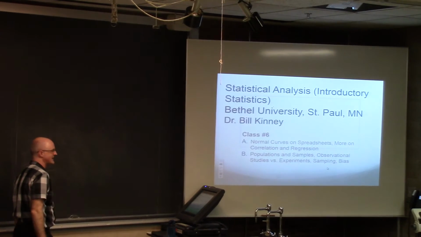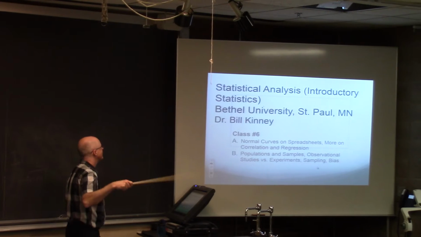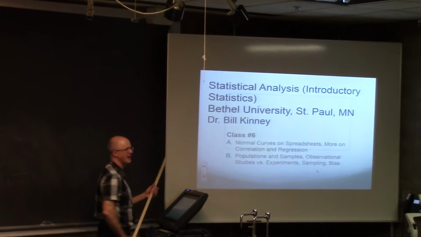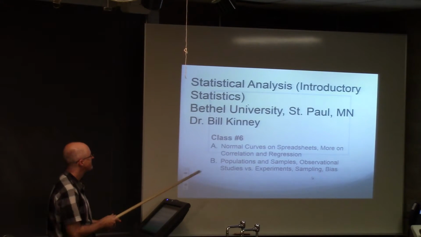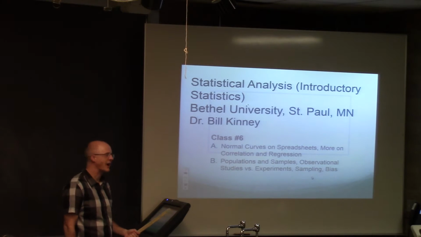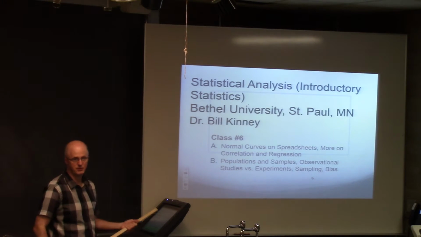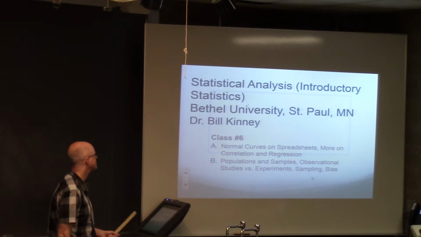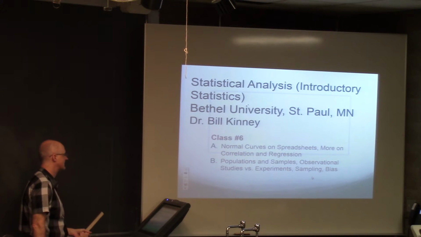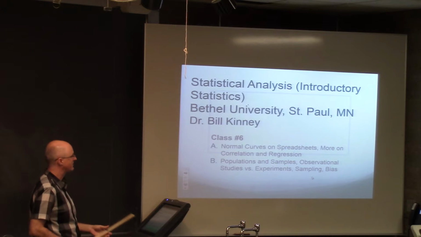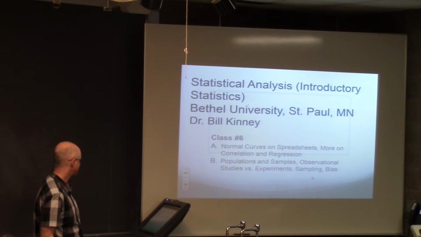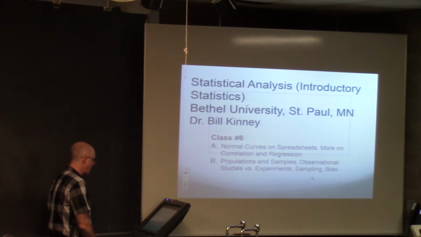All right, what's the plan for today? The plan for today, class number 6. Lecture A is to talk more about normal curves on spreadsheets and a lot more on correlation and regression. And then lecture B will be more in chapter 3 of our textbook: populations and samples, observational studies versus experiments, sampling in general, and bias. All right, what about normal curves?